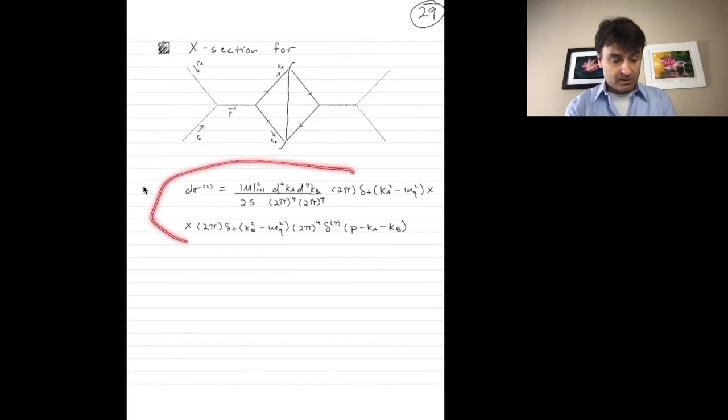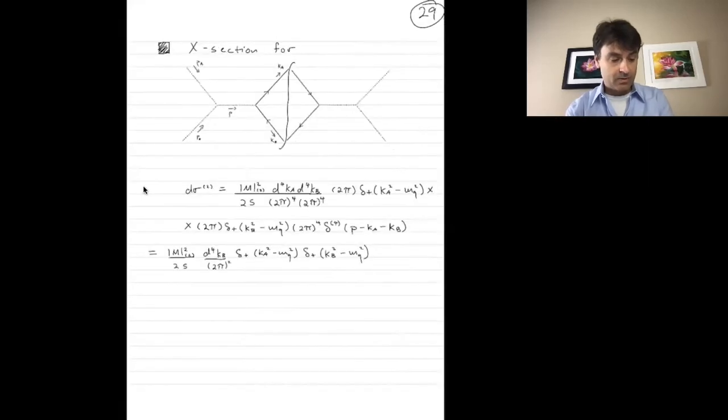Go all the way back to the beginning of last semester and write down the explicit expression for a 2 to 2 cross section in general. Now I've got a lot of delta functions that get rid of a lot of these integrations. So actually, let me get rid of the momentum conserving delta function by integrating over all 4 components of Ka. And then I just have 2 on-shell delta functions. And I can get rid of, again, two components of KB by integrating over each of these.